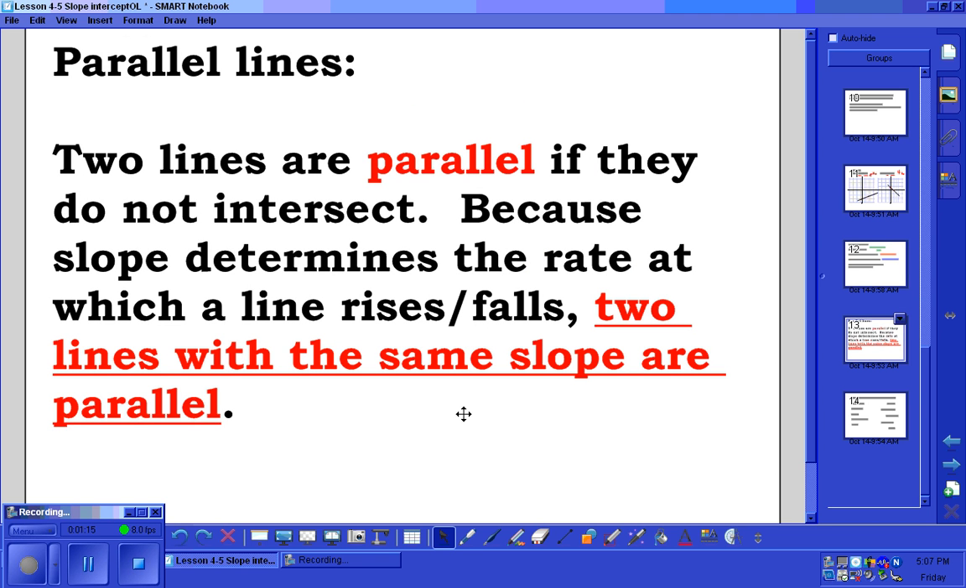Parallel lines. You'll know that two lines are parallel if they don't intersect. You'll remember that from elementary school. Keep in mind that slope determines the rate at which a line rises or falls, so that means that when you have two lines with the same slope, they're going to be parallel. That's how you know they're parallel.